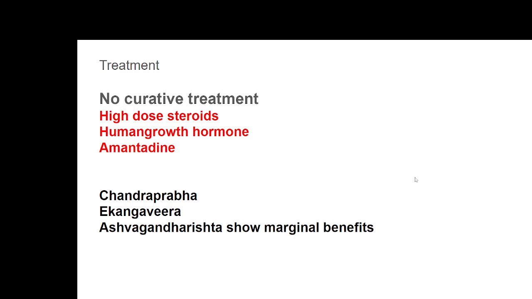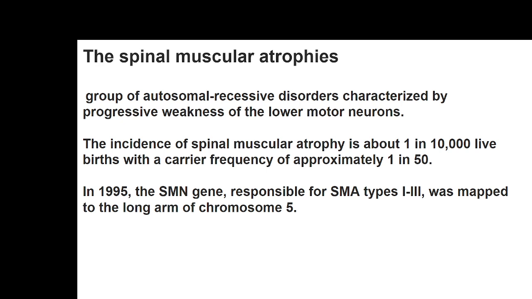As far as the treatment is concerned, there is no curative treatment. What is done in the contemporary system is a high dose of steroids, often changing the course of the disease. Then growth hormone is prescribed, and amantadine also is prescribed. Chandraprabha, Ekangavira, Sugandharishta show marginal benefits, in the few patients whom we have treated. Of course, with Basti also, usually Rajayapana Basti is given, but the outcome is poor as such.